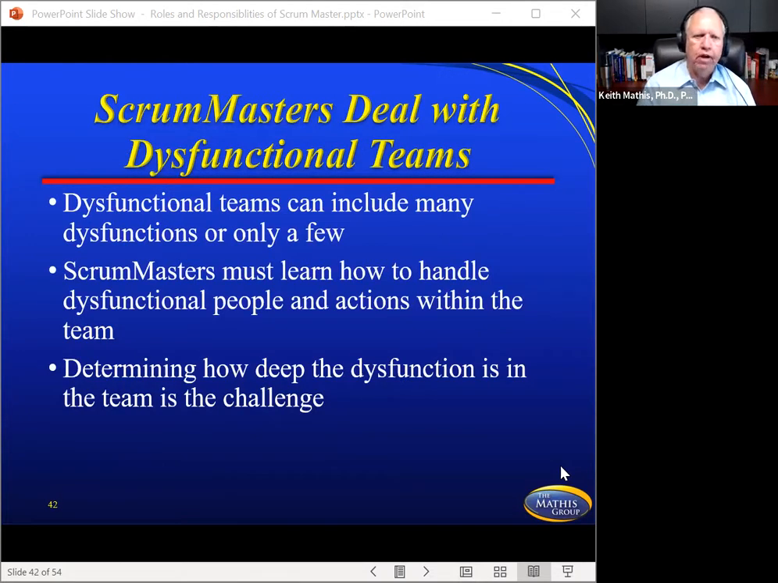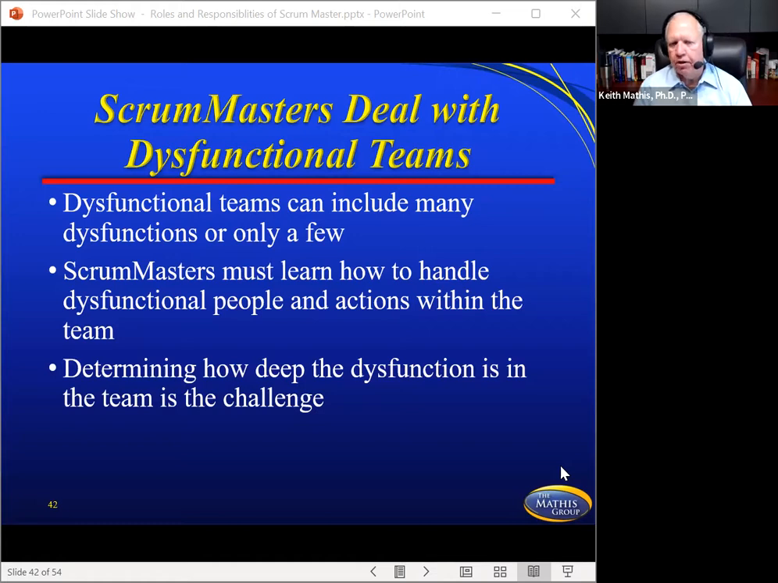Now, Scrum Masters deal with dysfunctional teams at times, and this is sometimes one of our challenges. A dysfunctional team can include many dysfunctions, but Scrum Masters have to learn how to handle dysfunctional people: people who throw a temper tantrum in the team, people who want to be boss, people who try to bulldoze over people. We've all been there. Don't shout out names, okay? But we've all been there. And so all of these types of people, I mean, part of that, they're people is what it is. But the Scrum Master has to be able to deal with it, to calm it down, to control it.